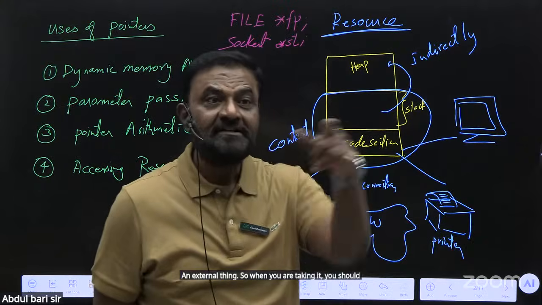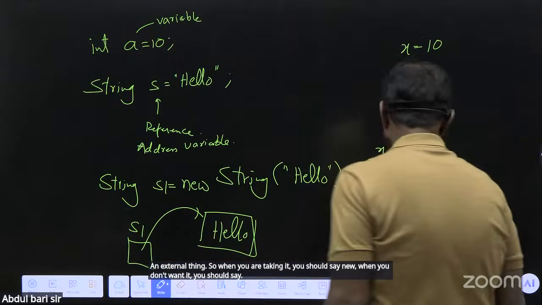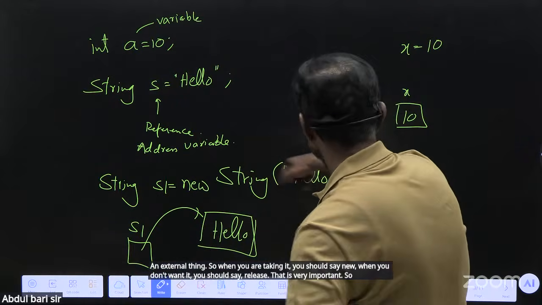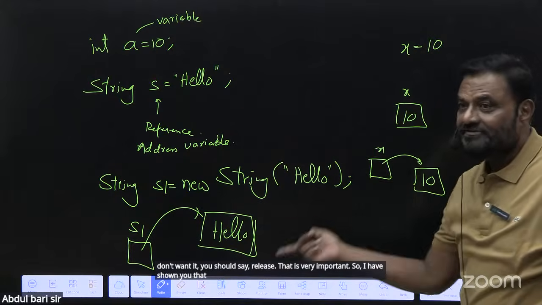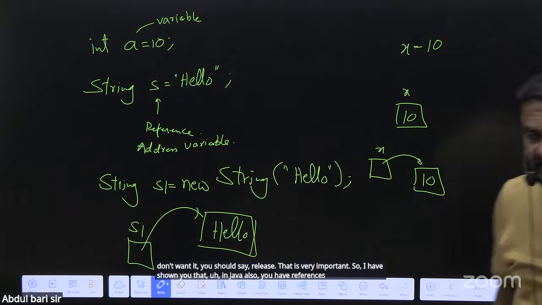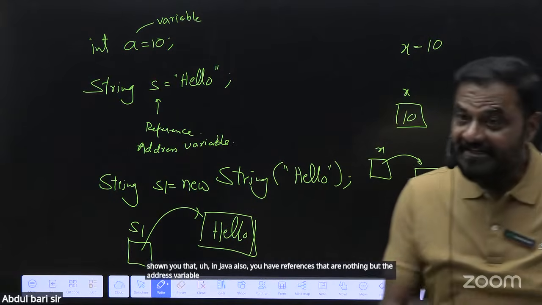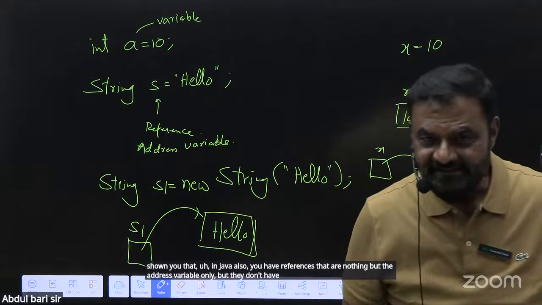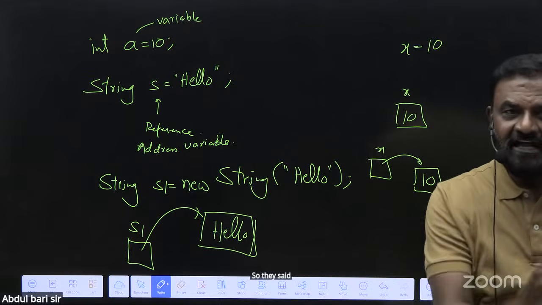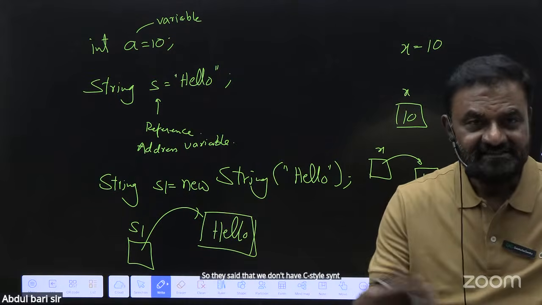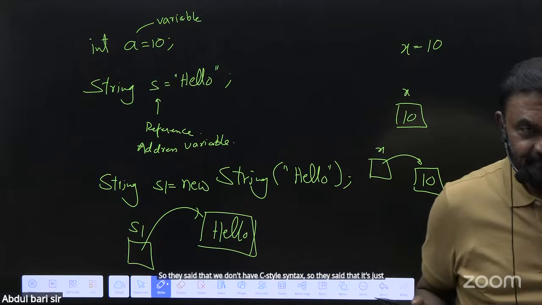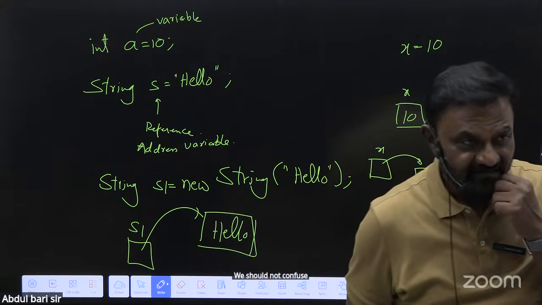When you don't want it, you should say release. That is very important. So I have shown you that in Java also you have references that are nothing but the address variable only, but they don't have star, all these things. So they said that we don't have C style syntax. So they said that it's just a reference. We should not confuse it with the pointer.